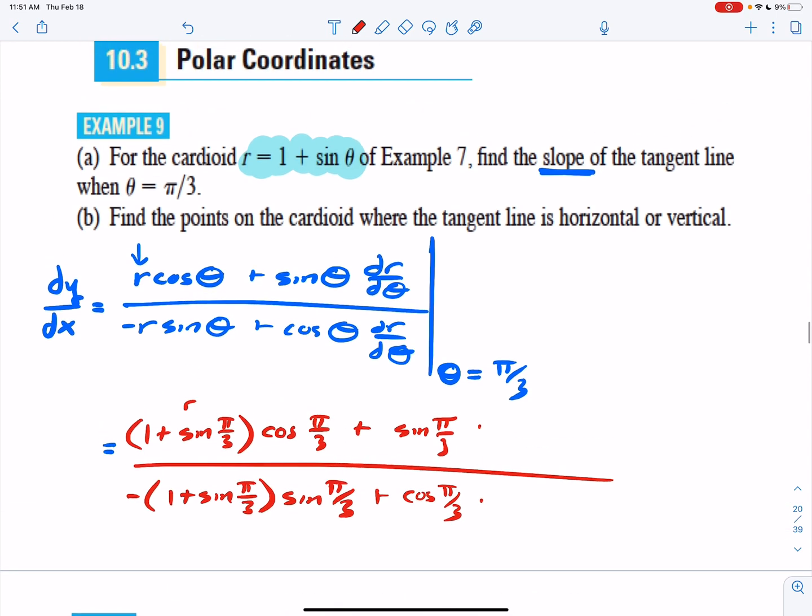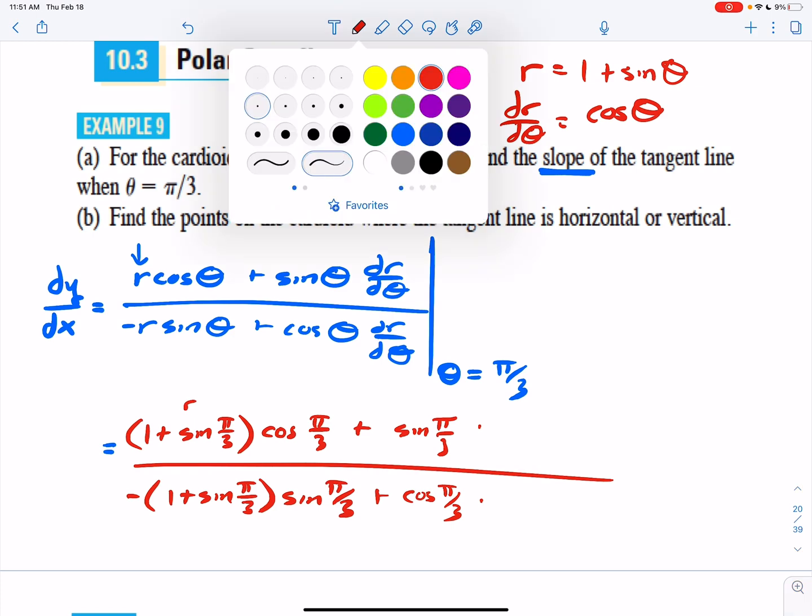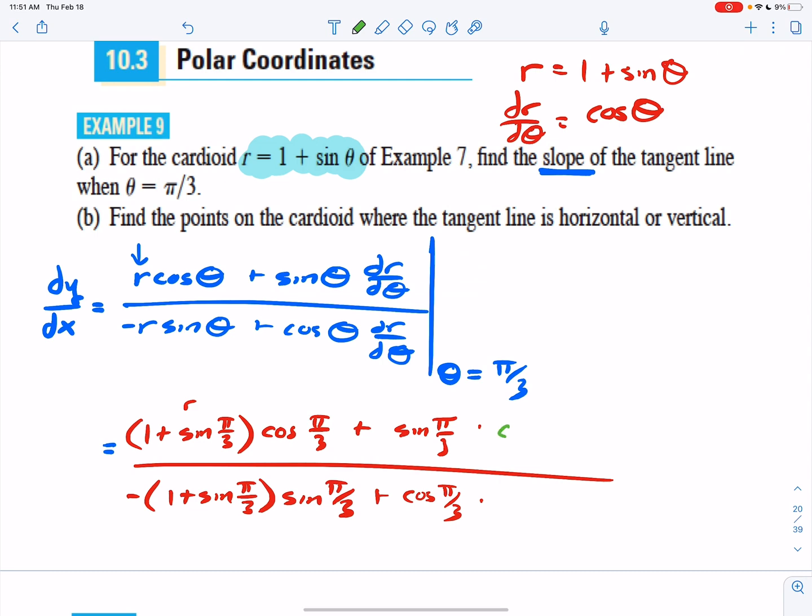So the derivative, dr d theta, if you know that r is 1 plus sine theta, then you should know that dr d theta is just the derivative. The derivative of 1 plus sine theta is just cosine theta. Okay, so I'm going to go ahead and use a different color here. The derivative is really just cosine theta, but in this case, cosine of pi over 3. Cosine of pi over 3. And I'll circle that just to show you, okay?